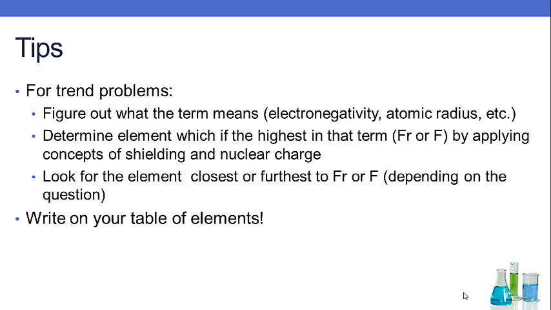Then you're going to look for the element that's either closest or furthest away, depending on the question. The highest electronegativity is going to be fluorine because it has the least shielding and the most positive nucleus. So if a question asks which of the following has the highest electronegativity, I just want to pick whichever one is closest to fluorine. You should definitely write on your table of elements. As you're doing these problems, highlight them, see where they are, how close they are together. Those are all things that can help you.